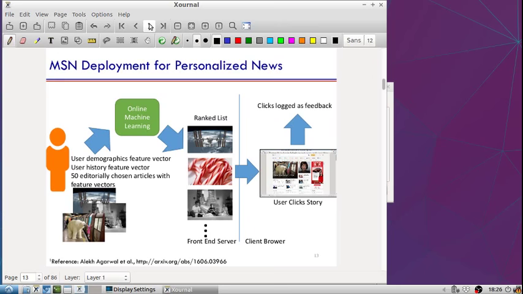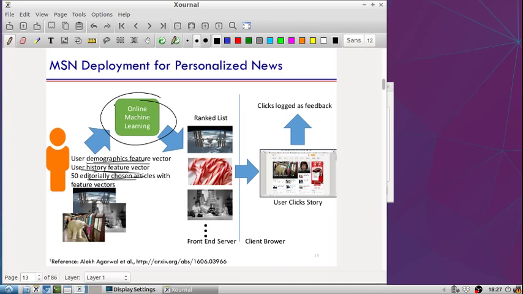So pictorially, again, the same point is that there's going to be a user, maybe with some demographic features, some history of how they interacted with the website in the past, and maybe also features of articles. There are potentially 50 articles that you can show on this page. Out of 50, you only have space to show, let's say, 5 or 10. Then this block comes in, which is what we'll study today.